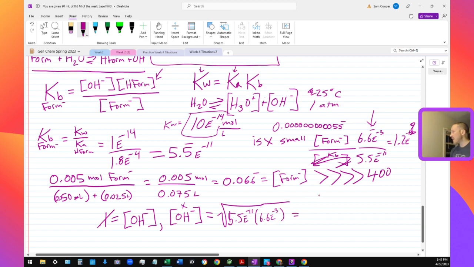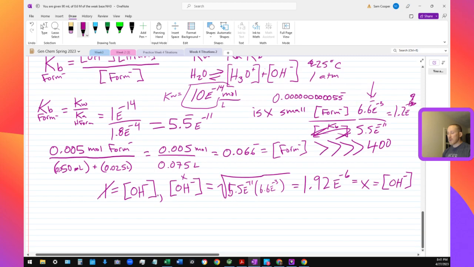And you do that math in your calculator, and you're careful about parentheses and everything. 1.92 times 10 to the minus 6 equals x equals the concentration of hydroxide. So now if we take the negative log of that, we will have our pOH.